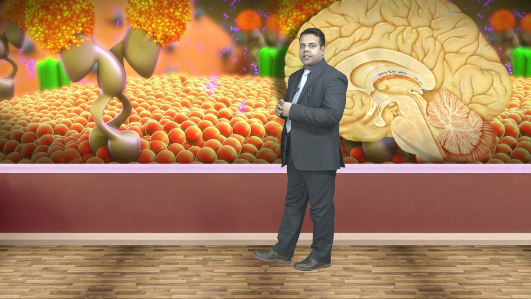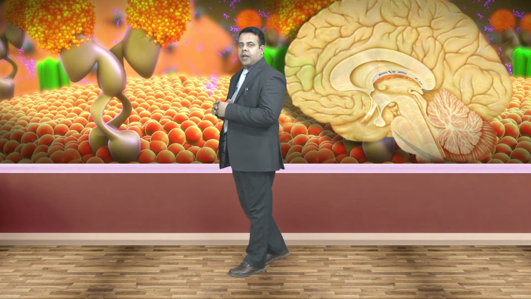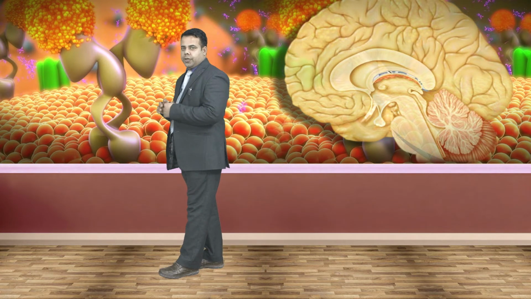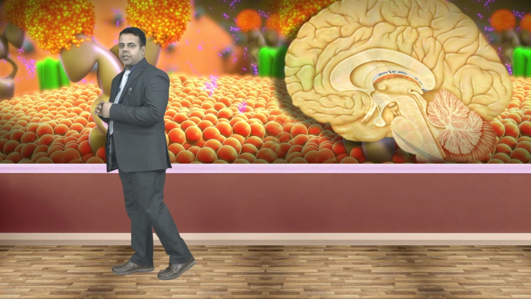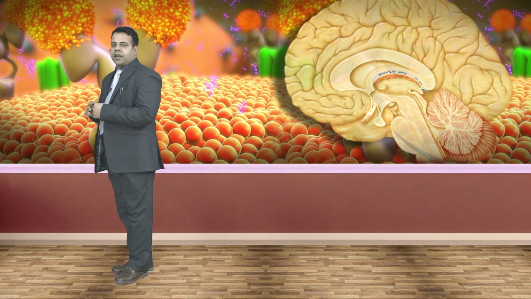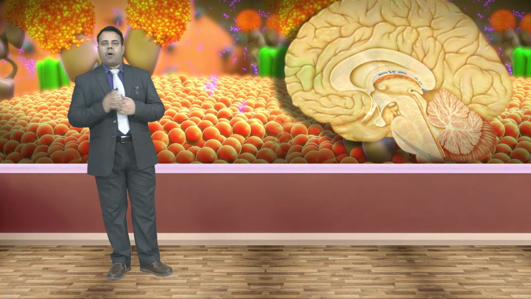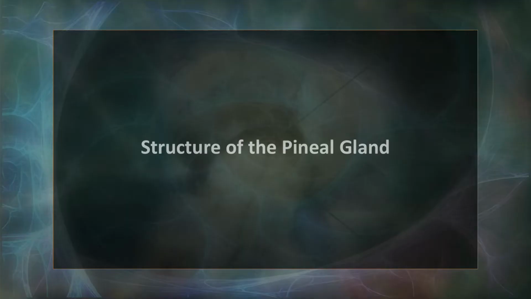The pinealocytes are able to transfer information on light and dark into a hormonal response in the form of melatonin production. The astrocytic processes form the infrastructure to which pinealocytes are tethered, and moreover, the astrocytes form part of the blood-brain barrier system. Let us now discuss the structure of the pineal gland.